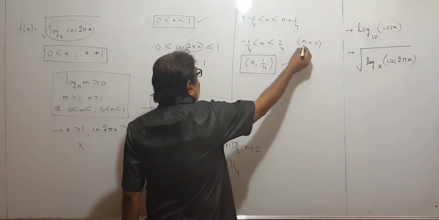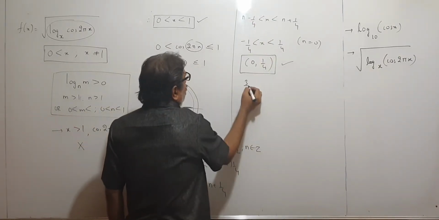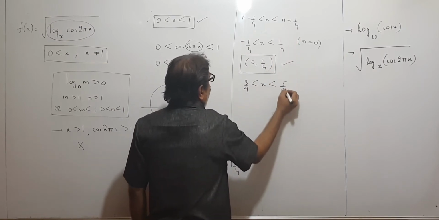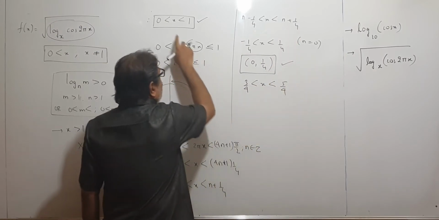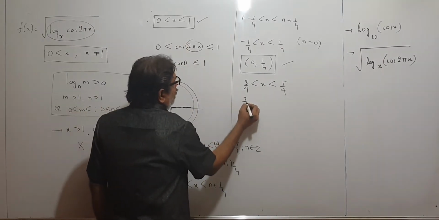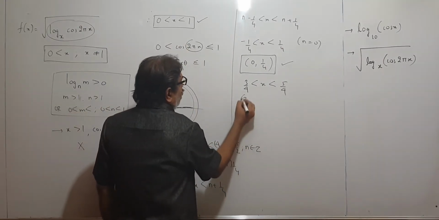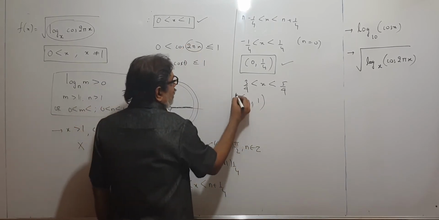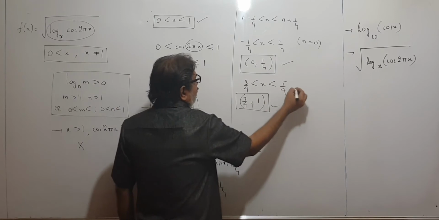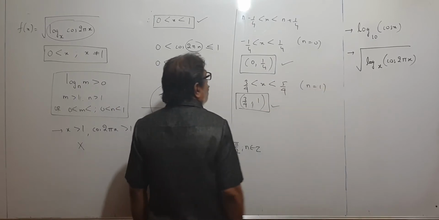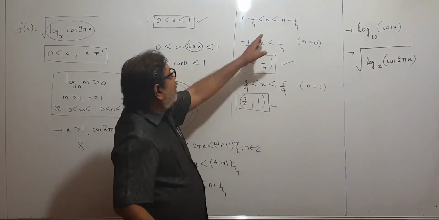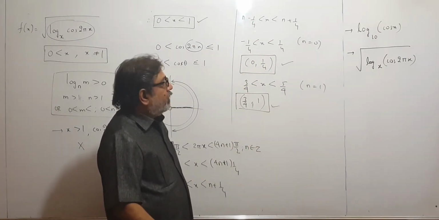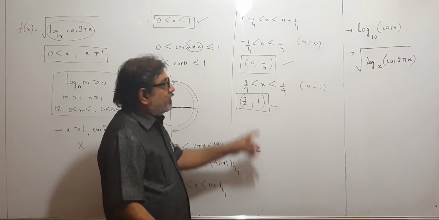When I take n as 1, so 1 minus 1 by 4, that is 3 by 4, less than x less than 1 plus 1 upon 4, that is 5 by 4. From this, in 0 to 1, I have got the 3 by 4 to 1 possibility, up to 1. So this is one of the answers, and this I got by taking n as 1. Now if I take n as 2 and 3, they will cross the 1 mark, so I cannot take any other values of n. So this is one answer satisfying this condition.